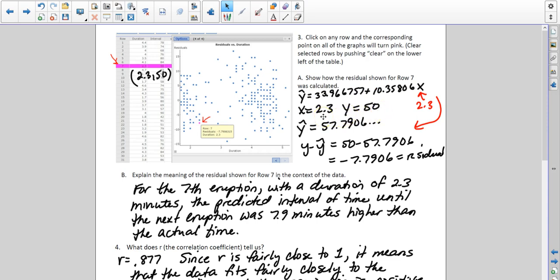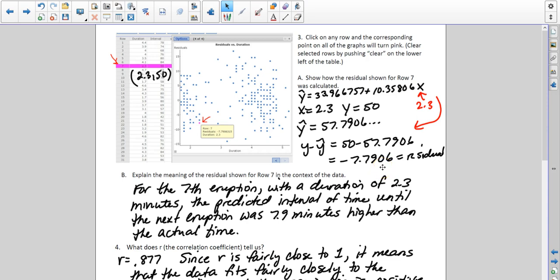We know the actual value is 50 because that's on the line. If you actually look at the line, it says 2.3, 50. So the actual y value is 50 when x is 2.3. The predicted is what we get from the equation. That's 57.7906. Subtract the two, and since the actual value is less than the predicted value, we get a negative residual. So that's how you calculate it.